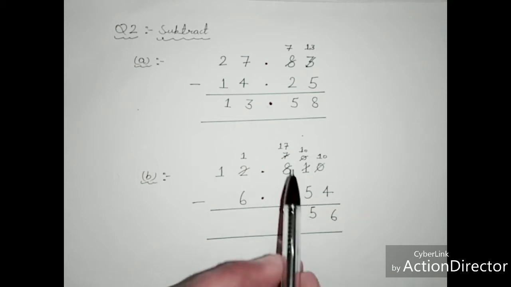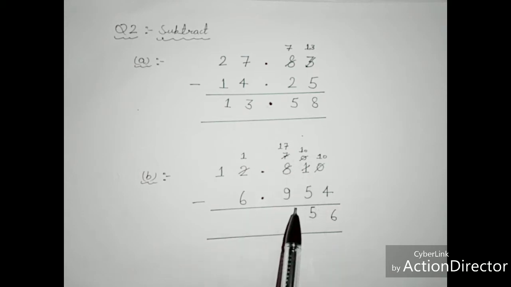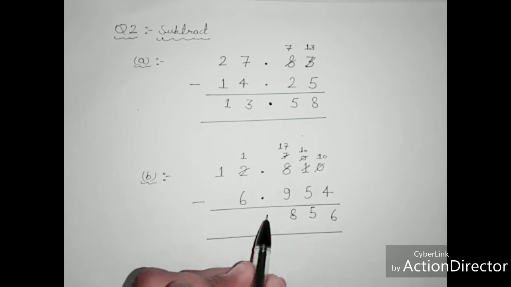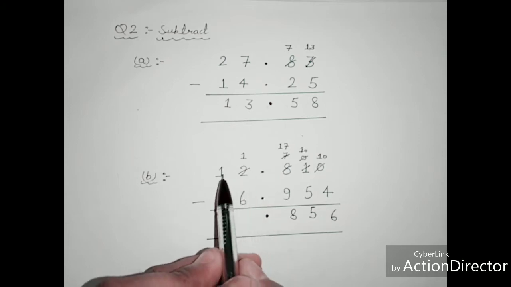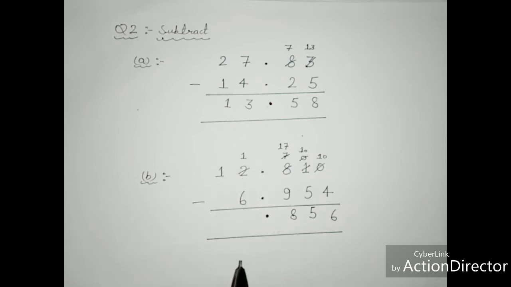Now 17 minus 9, 8. Then we mark point here, then here 11 is left in the whole, so we subtract 11 minus 6 gives 5. So when we subtract 12.810 minus 6.954, it gives difference 5.856.